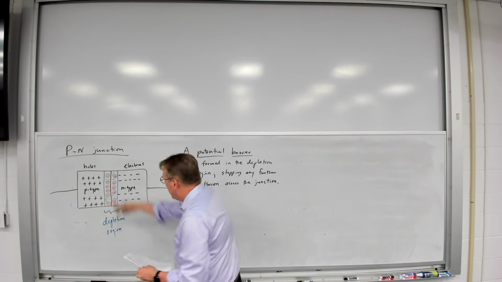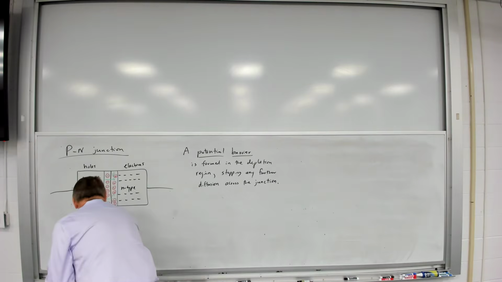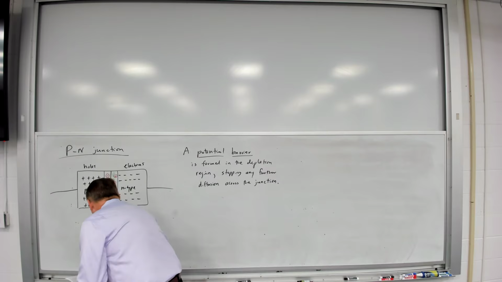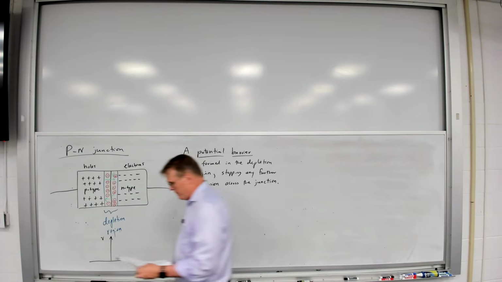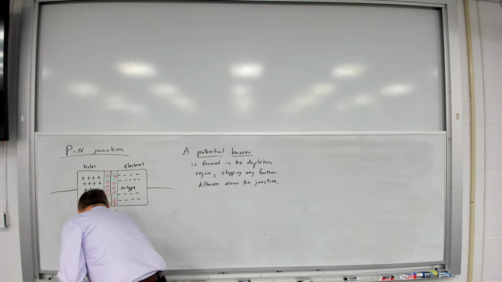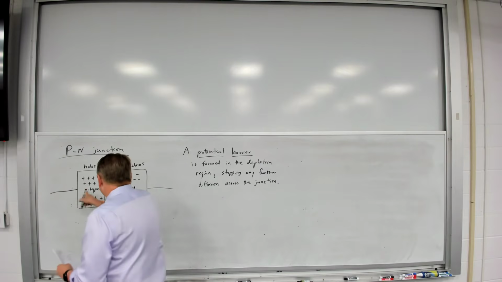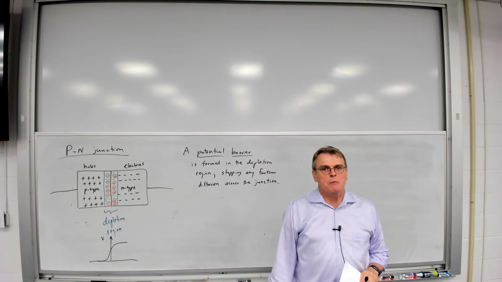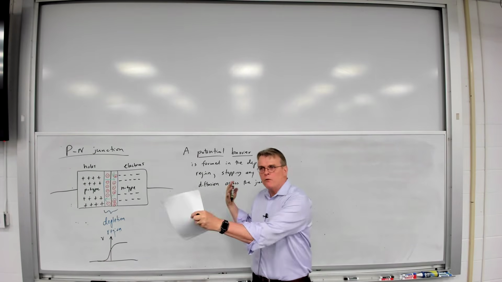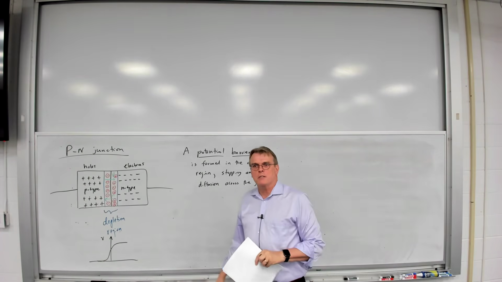And you can actually plot this. If you go through, you'll see books will plot the voltage, the electric field created across this potential barrier. And then as you move across that barrier, you effectively have this voltage, this potential barrier that blocks any further diffusion of free carriers across that region.